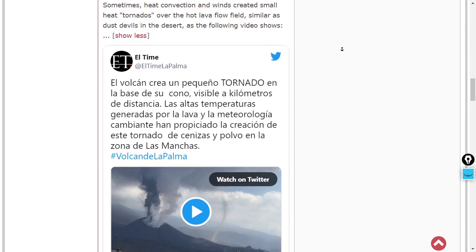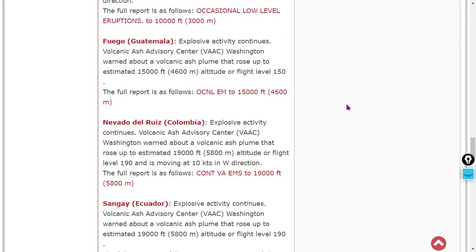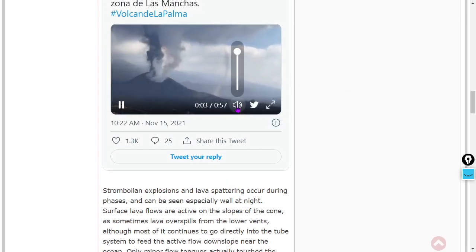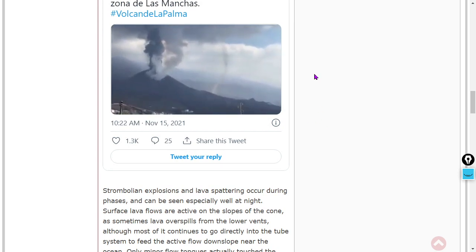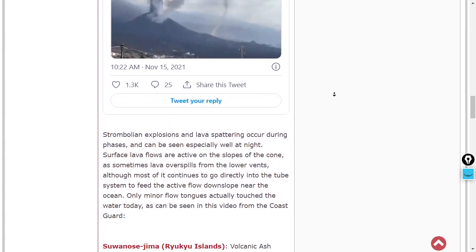And here's a little bit of a volcano area tornado going on. The heck? All right, here we go. Little minor tornado happening there around the lower slopes of the La Palma volcano.